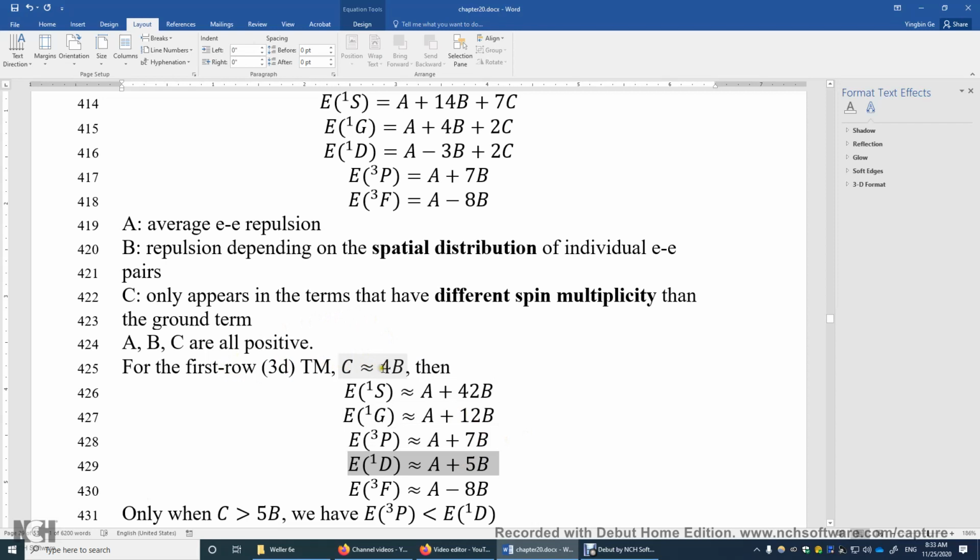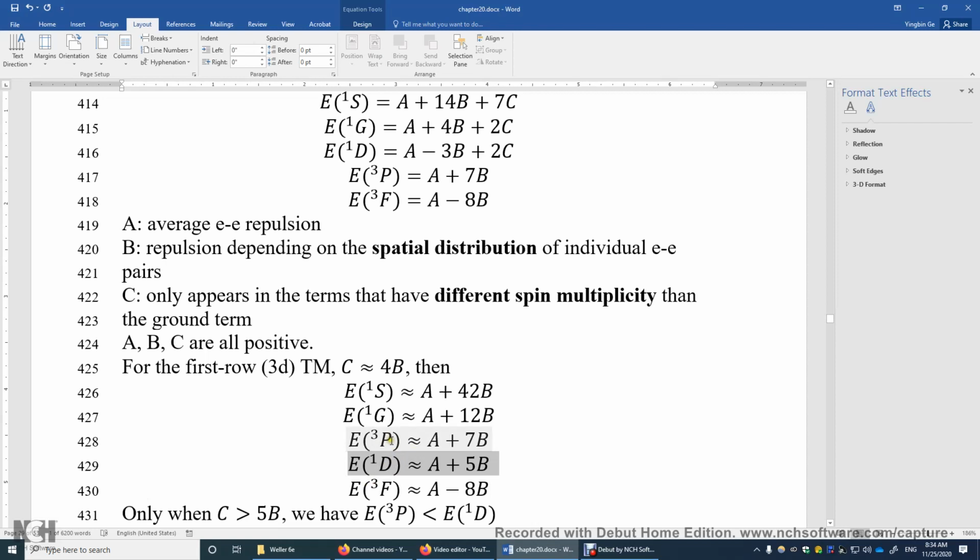When C is equal to 6B, sometimes you have a larger C/B ratio. And then when C is 6B, 2 times 6, that's 12. 12 minus 3, that's 9. It's going to be A plus 9B. And this one is, again, A plus 7B. So in that case, 1D has higher energy than 3P. So it depends on the ratio between C and B. When C is 4B, 1D has lower energy than 3P. When C is 6B, we reverse the order of these two terms.